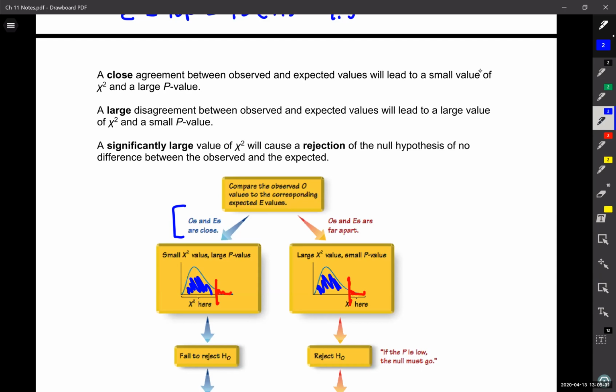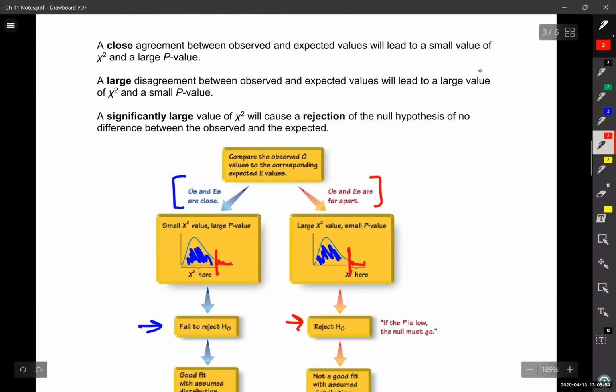So when O's and E's are close, the chi-squared is going to be in the blue, which means we will fail to reject the null. When the O's and E's are far apart, our chi-squared, I kind of wrote over it, but the chi-squared is over here in the red, and we are going to reject because it will fall into the reject region.